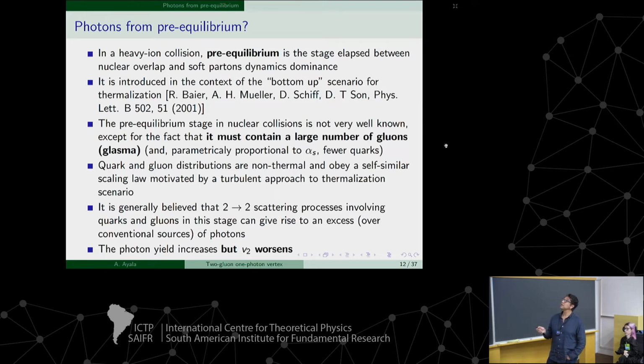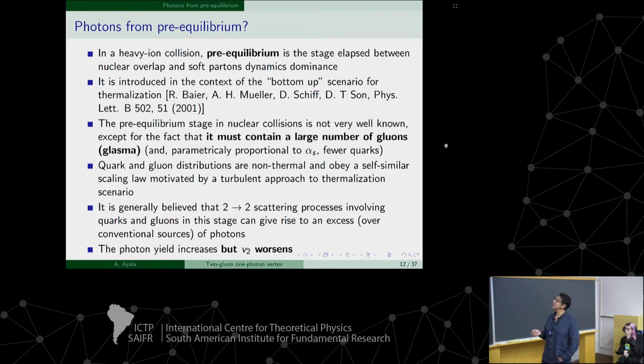So let me just briefly walk you through the pre-equilibrium idea. This is the state that is achieved in the very early stages of the collision, typically from 0 to 1 Fermi after the collision. This idea was introduced by these colleagues in this work long ago, in the context of a bottom-up scenario for thermalization. At the beginning, there is nothing like a thermal system, and then the system takes some time to relax to thermalization. But in the middle of this evolution, as I said, 0 to 1 Fermi, things get interesting.